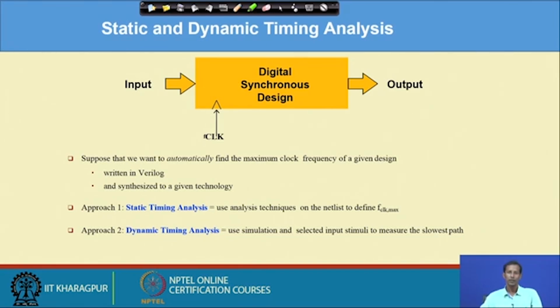Suppose, whenever we are talking about a processor, let us say an Intel Pentium 4, that may run at, let us say, 2.8 gigahertz.